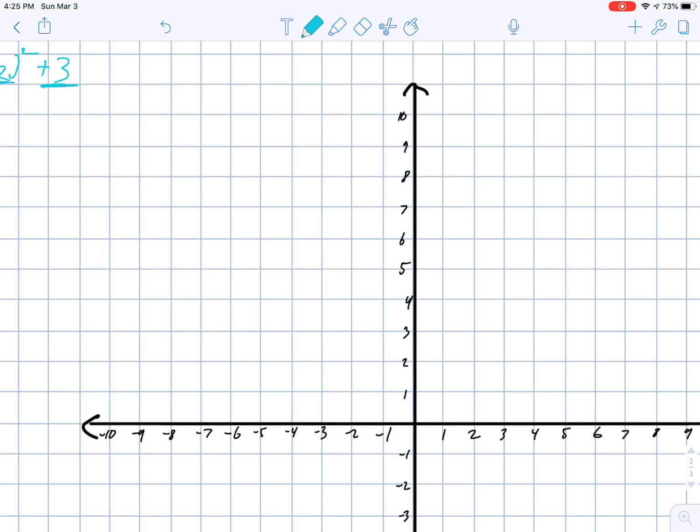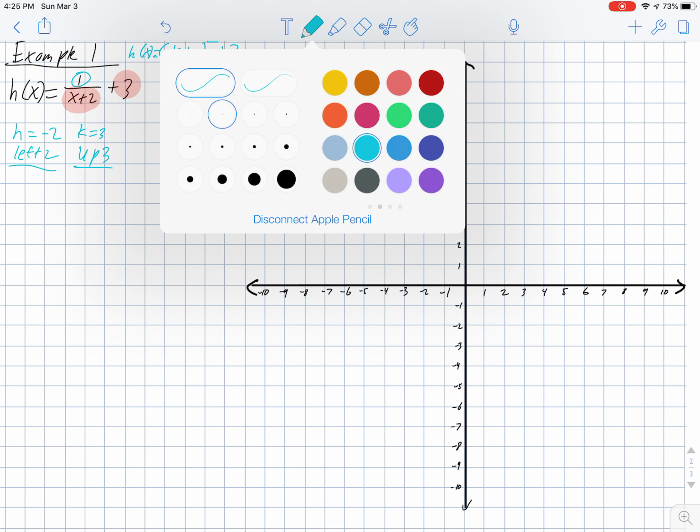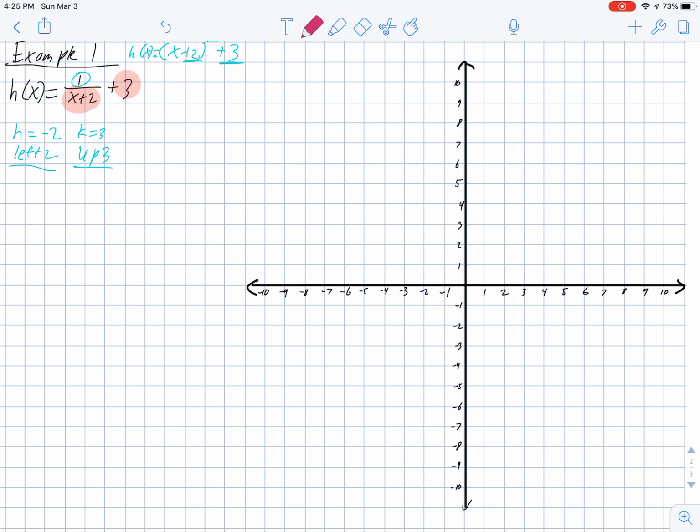So if we go over to the graph here, the parent function has its asymptotes, the x-axis and the y-axis. Well, if we move left 2, then that vertical asymptote, which would have been at the y-axis, is going to move left 2 units. So we're going to graph that vertical asymptote 2 units to the left, which is the line x equals negative 2. And make that a little thicker.